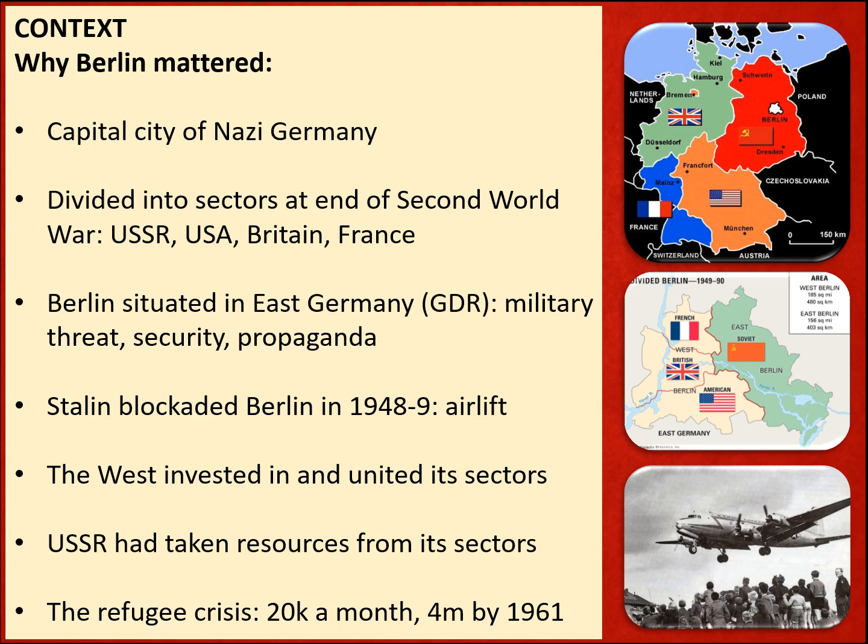And as the years had passed, the West invested in and united its sectors in West Germany and in Berlin itself. So this meant that the western sector of Berlin was recovering economically and starting to thrive, and you could compare that to the eastern side, the communist controlled side, where the Russians had taken resources away. So the difference between the two sides was becoming increasingly stark, and this had contributed to a refugee crisis where tens of thousands of people were using Berlin as a way to escape from communist controlled territory. By 1961, in total 4 million people had left, and it was particularly young and talented and educated people that were leaving, and we call this the refugee crisis.